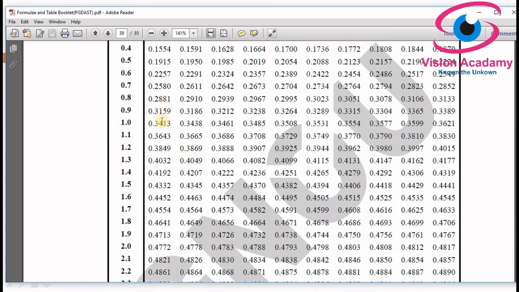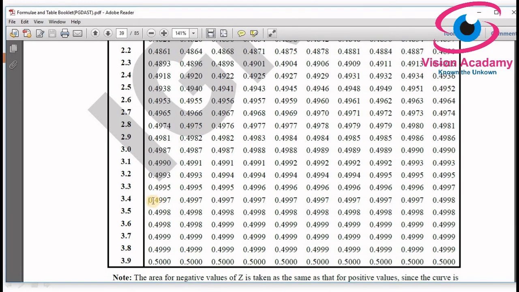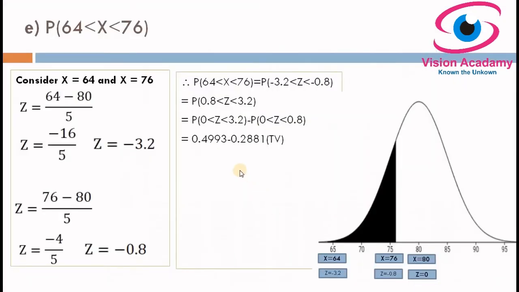Now let us subtract 0.2881 from the value of 0.4993. So when we subtract the table values of both z values, we obtain our area. Our area for x between 64 and 76 is 0.2112, and this is the shaded area in the normal curve.